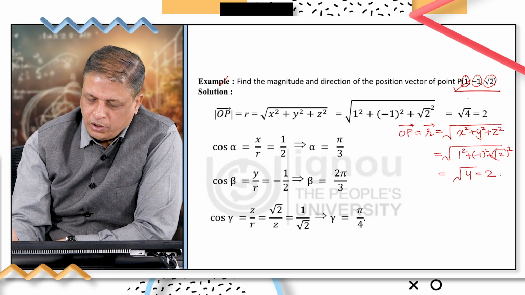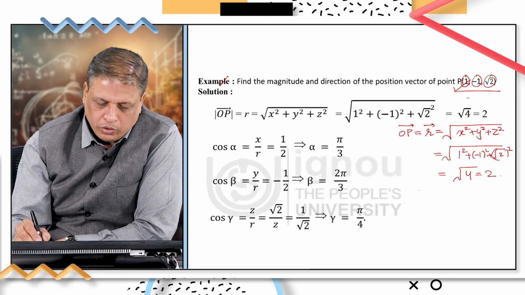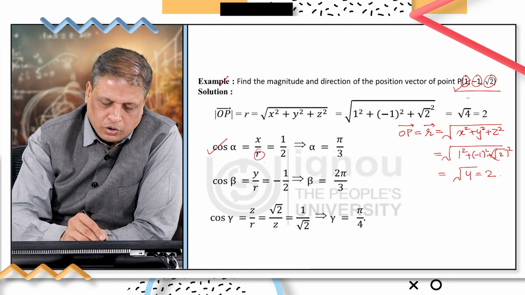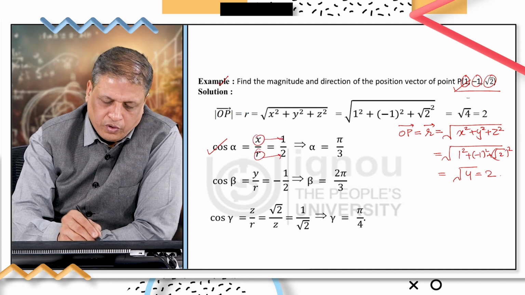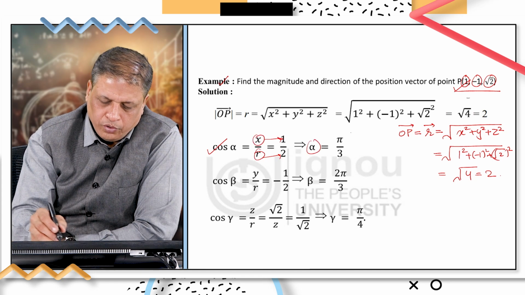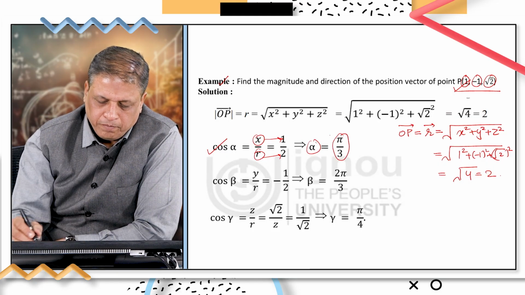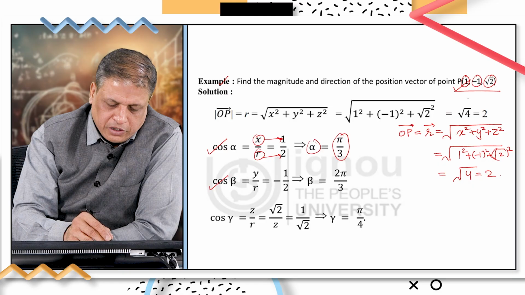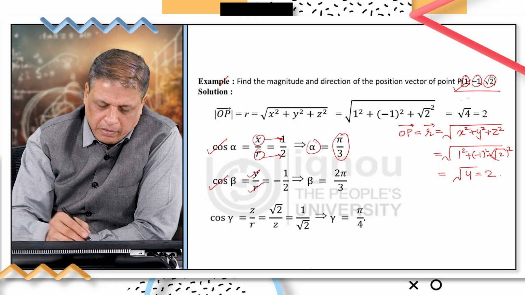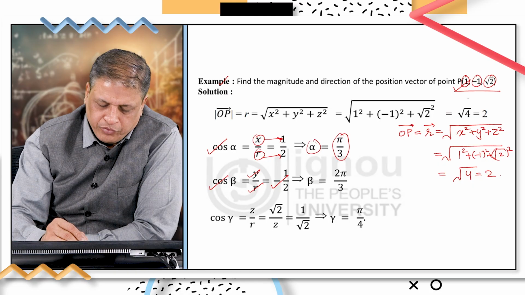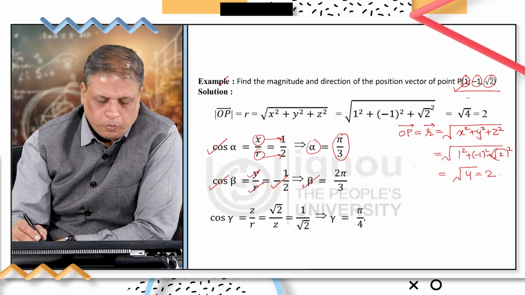Now, you already know that cos alpha is equal to x by r. We know r is equal to 2 and x is equal to 1. So, cos alpha is equal to 1 by 2, and alpha is pi by 3. Similarly, we can get cos beta is equal to y by r, y is nothing but -1 and r is equal to 2. So, it turns out to be -1 by 2. Therefore, beta turns out to be 2 pi by 3.